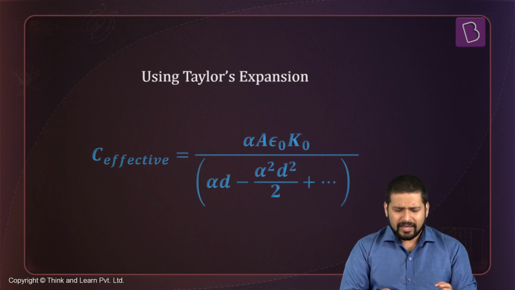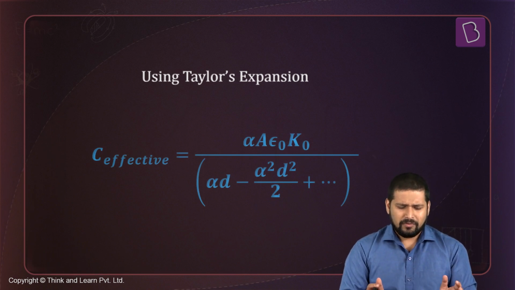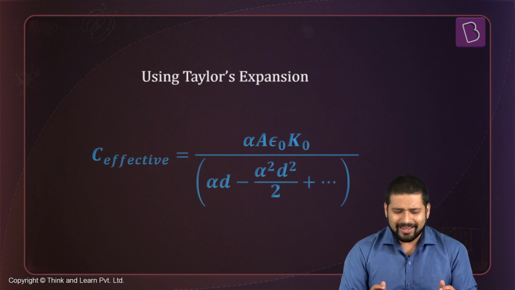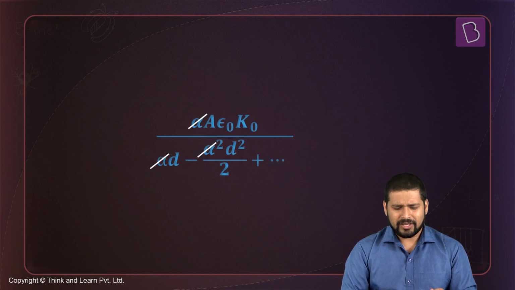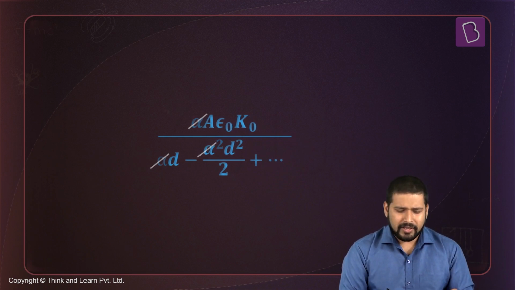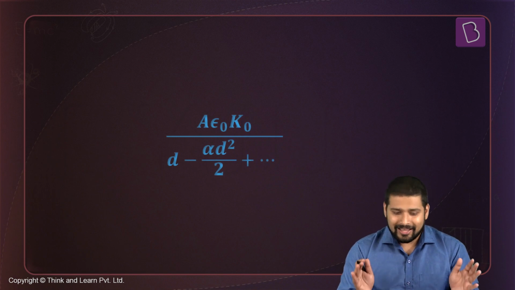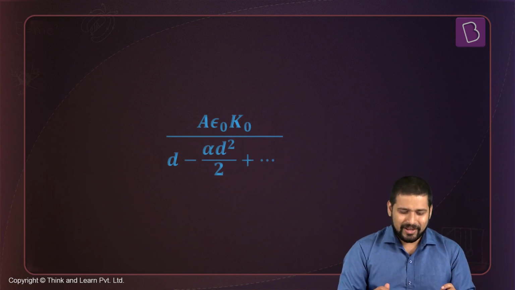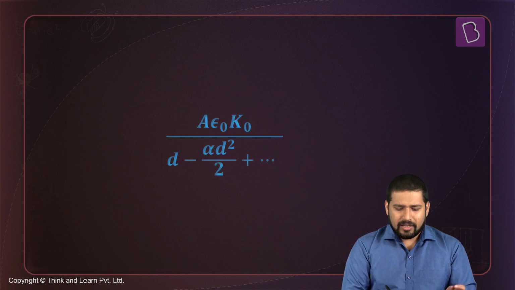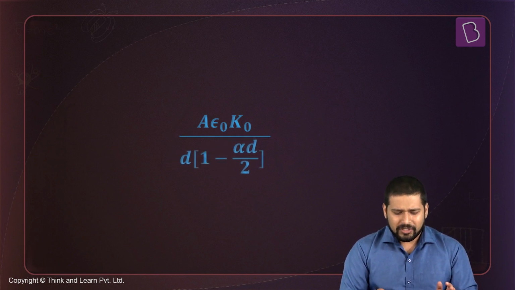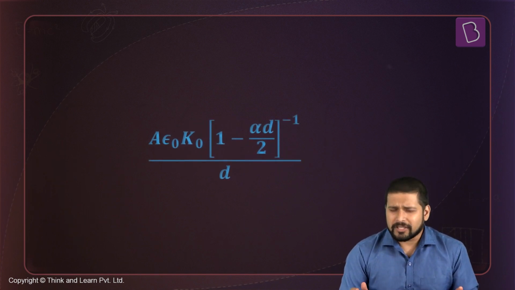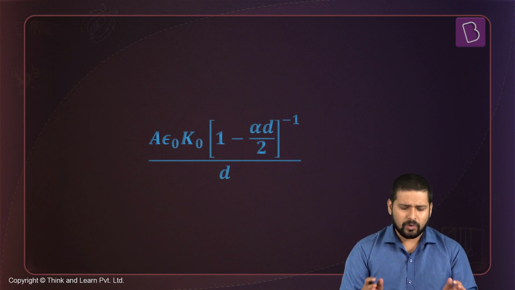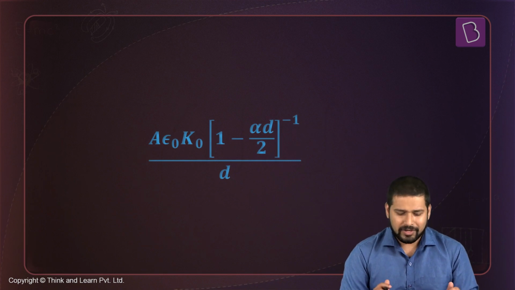Now, if I just look at this expression, if I take alpha as common, I can cancel off one of the alpha, right? So if I do that and simplify it further, alpha gets cancelled out, and the next expression comes out neatly like a epsilon naught k naught divided by d minus alpha d squared by 2. Now, if I just rearrange and reorder this, I'll get a epsilon naught k naught, the whole thing multiplied with 1 minus alpha d by 2, and this whole thing is raised to the power of minus 1 divided by d.